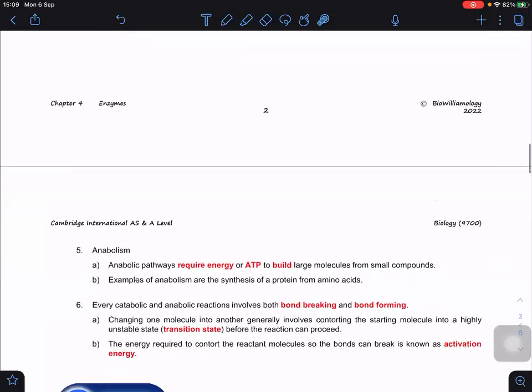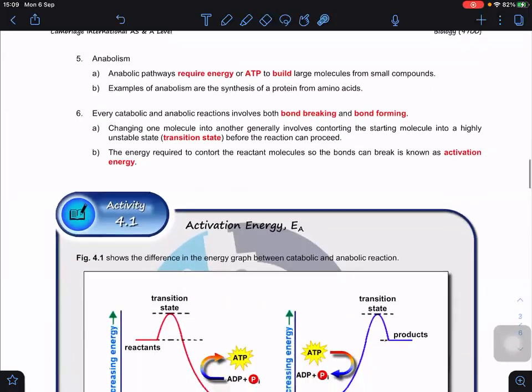How about anabolism? Anabolism is a pathway that requires energy or ATP so that we build a large molecule from small compounds. Examples of anabolism that we know include synthesis of protein from amino acids, synthesis of glycogen from alpha glucose, synthesis of cellulose from beta glucose, and synthesis of mRNA. These are anabolic reactions.